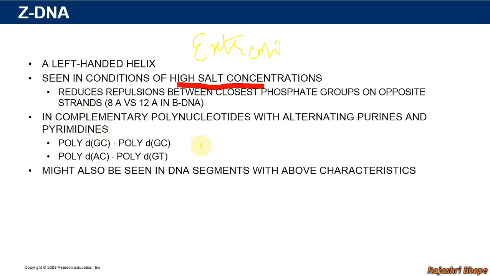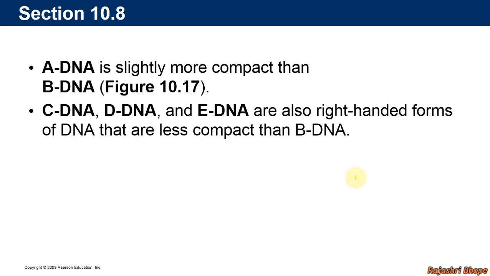In complementary polynucleotides with alternating purines and pyrimidines, G can pair with G, A can pair with G. So this is an uncommon feature in extremophiles which have the Z form of the DNA. Purines can pair with one another. Might also be seen in DNA segments with above characteristics.